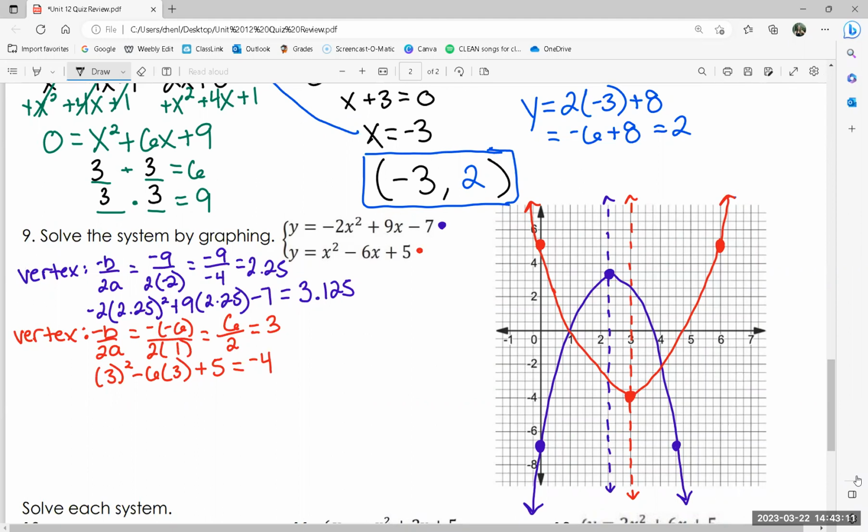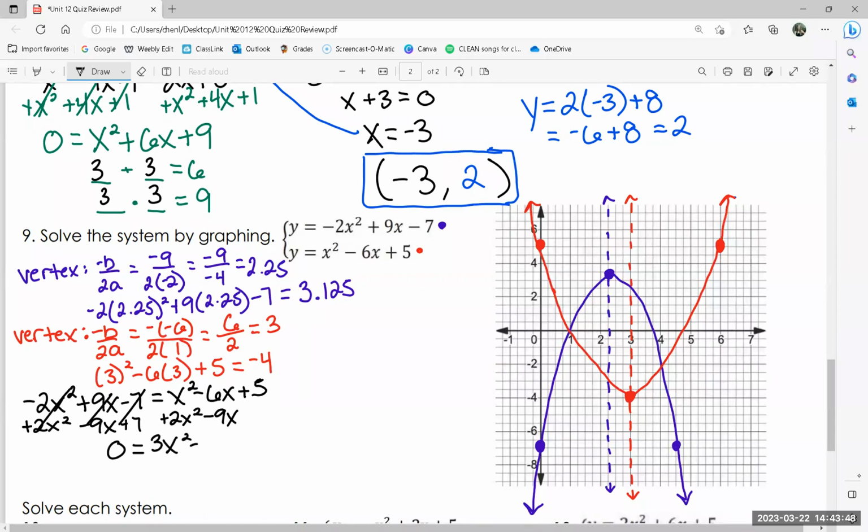Graphically is not the strongest because there's some human error. So I need to solve algebraically. So I'm going to set my two equations equal to each other. So I'll have negative 2x squared plus 9x minus 7 equals x squared minus 6x plus 5. So to keep x squared positive, I'm going to add 2x squared to both sides. I'm going to subtract 9x from both sides, and then I'll add 7 to both sides. So 0 equals 3x squared. Oh, I didn't actually add 7 to the side, did I? Minus 15x plus 12.